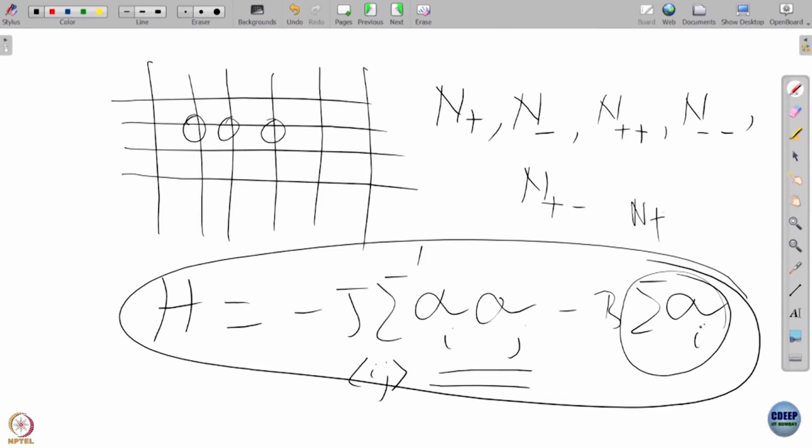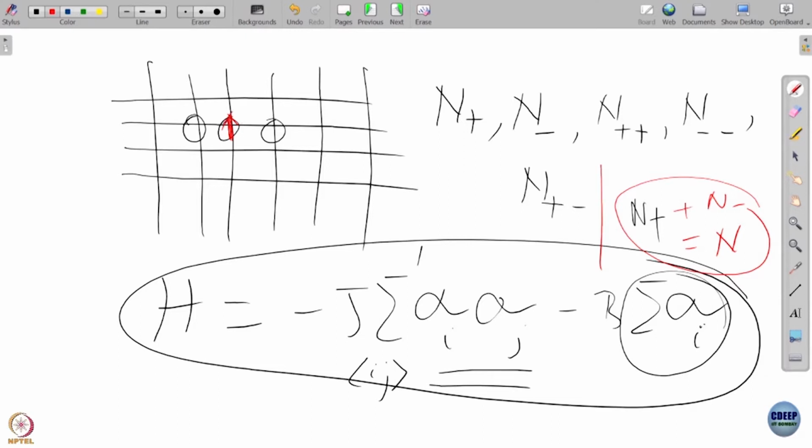That means n plus plus n minus equal to N, right? So there is one condition. So I don't have all 5 independent variables. I have right now 4 independent variables. Then there is a very interesting thing, which is that if I take all the spins up, I ignored all the negative spins right now.